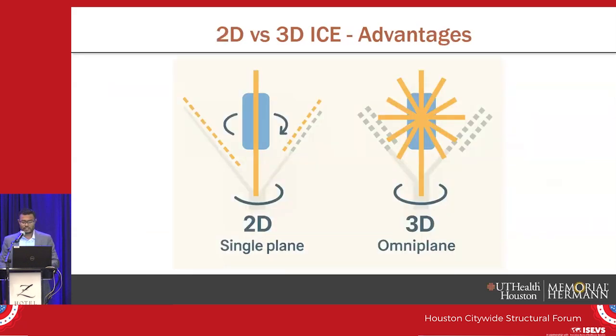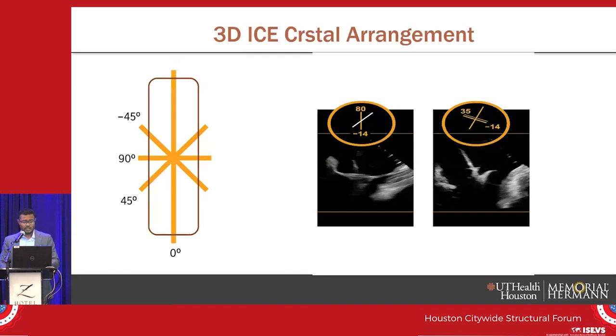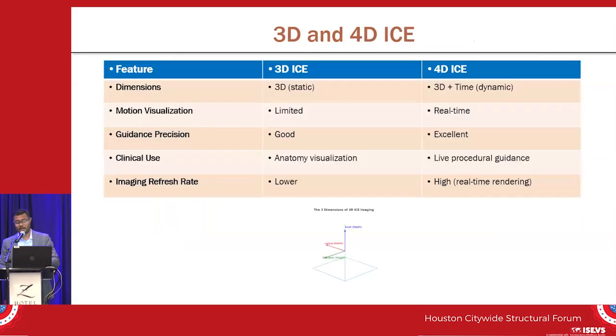This is just one aspect of why 3D ICE is much, much better than the 2D, because it provides you with this omniplane 3-dimensional structure. You have the ICE crystal arrangement from minus 45 to plus 45 degrees, so you can rotate the crystal with the knobs that you have on the ICE catheter. And these are just the advantages. I'm not going to go over that because I see there are only 2 minutes left.